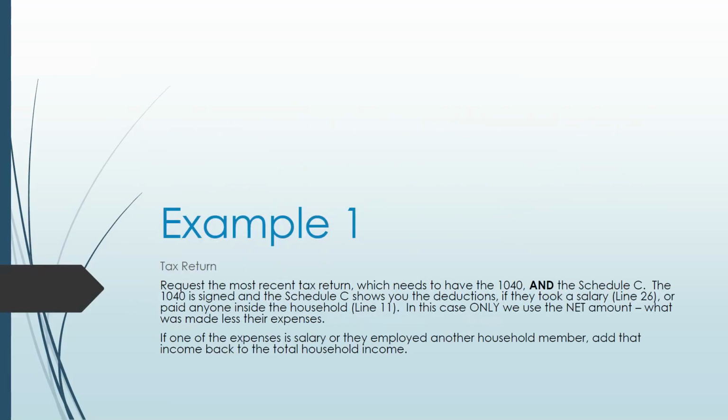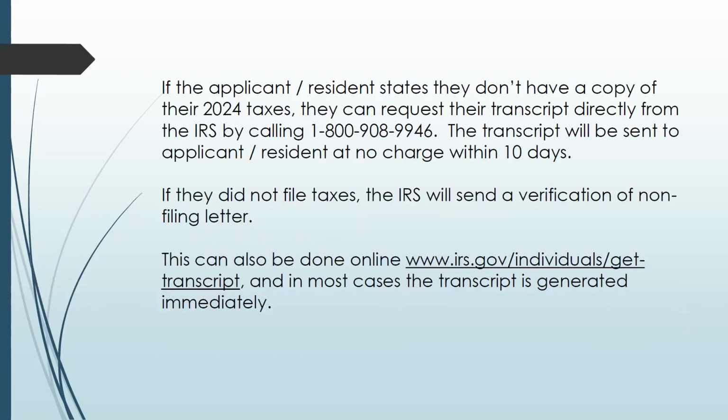Example 1. This person provided their tax return. You will need to get the full current year's taxes with the Schedule C. If the applicant or resident states they don't have a copy of their 2024 taxes, they can request their transcript directly from the IRS by calling this 1-800 number.